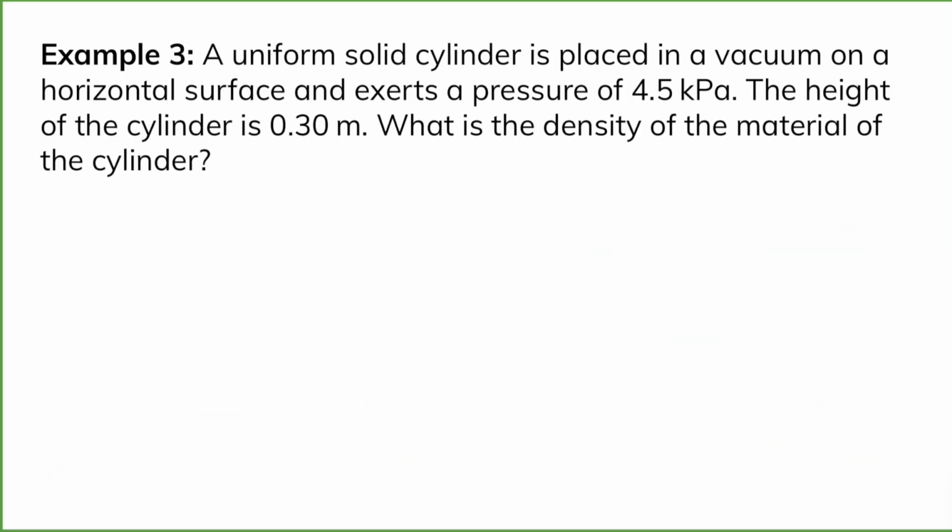In this question, we have a uniform solid cylinder placed in a vacuum on a horizontal surface and exerts a pressure of 4.5 kilopascals. The height of the cylinder is 0.3 meters. What is the density of the material of the cylinder? So it might appear right away we don't quite have enough information to figure this out, so I'm going to show you how to get through this. One thing I want to note is it mentions that we're in a vacuum in this question, just because we should ignore any sort of buoyancy forces or anything like that.